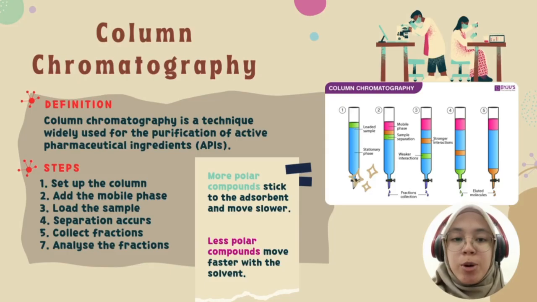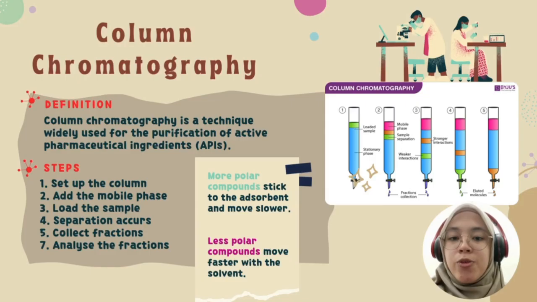Thirdly, we add the mobile phase. A solvent called the mobile phase or eluent is added on top and flows down through the column by gravity or pressure force. Fourth, separation occurs. Components in the mixture interact differently with the stationary phase. More polar compounds stick to the adsorbent and move slower. Meanwhile, less polar compounds move faster with the solvent.